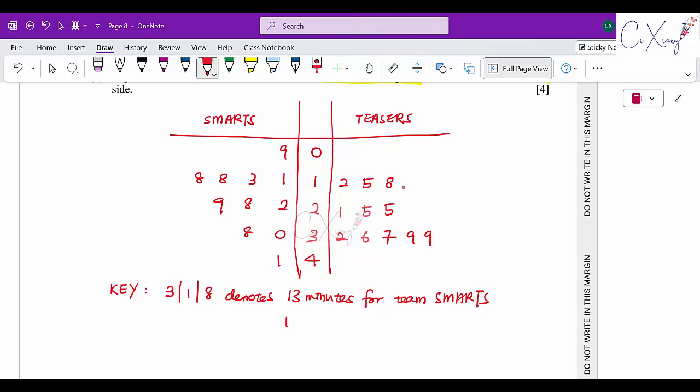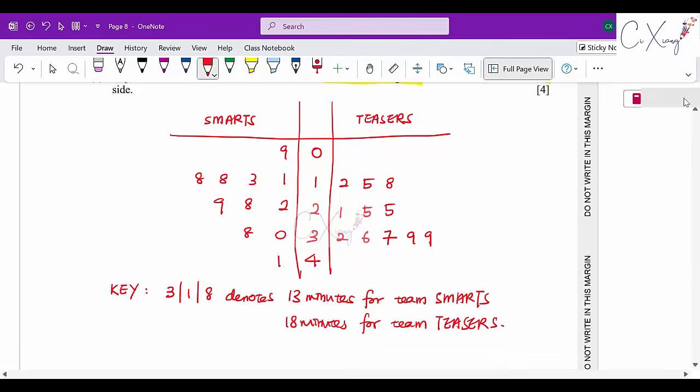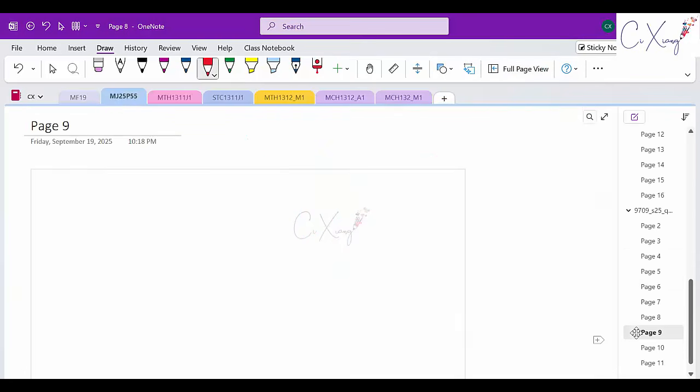Okay, and after that, it actually means 18 minutes for the other team, which is Team Teaser. Okay, so for stem and leaf diagrams, always make sure that you write out the key with a suitable unit. Alright, so for here, they are talking about the time, which is in terms of minutes. Right, yeah, so this is what I have for 5A. Then let's continue to 5b.